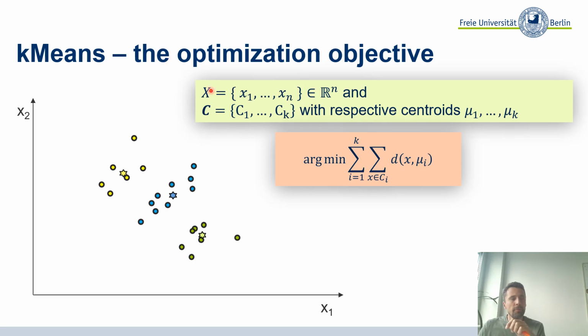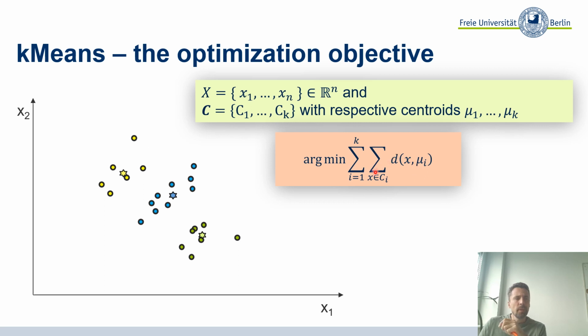So for our data set X and the cluster centers C, we use our centroids mu1 through mu k. So these are those stars here. And the optimization objective, so the goal that we want to fulfill, is that we want to minimize this expression. So what does this mean?